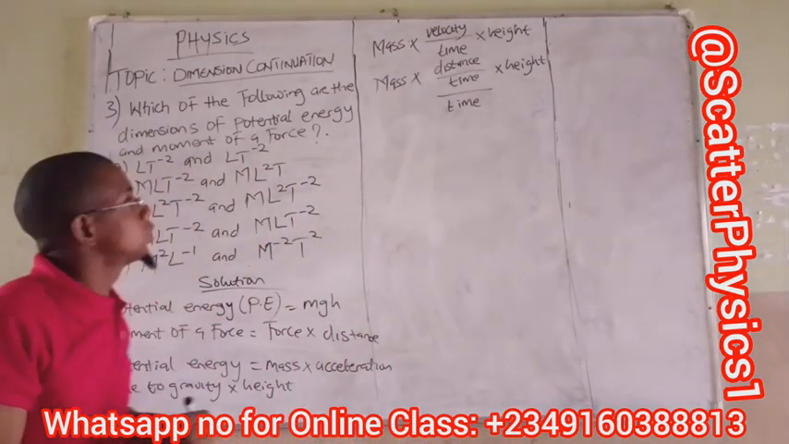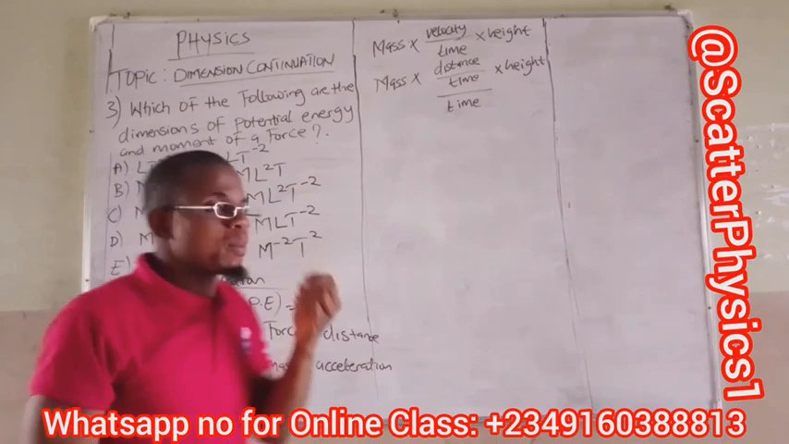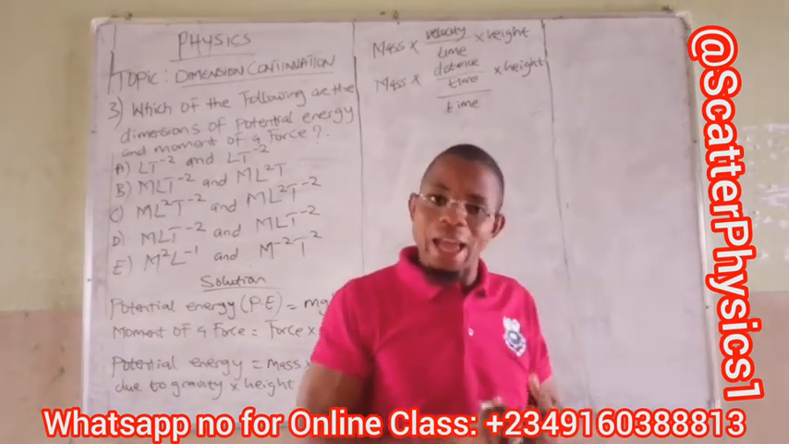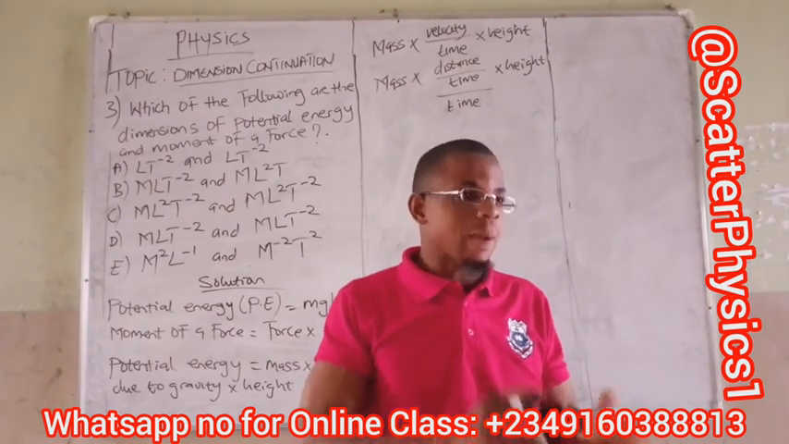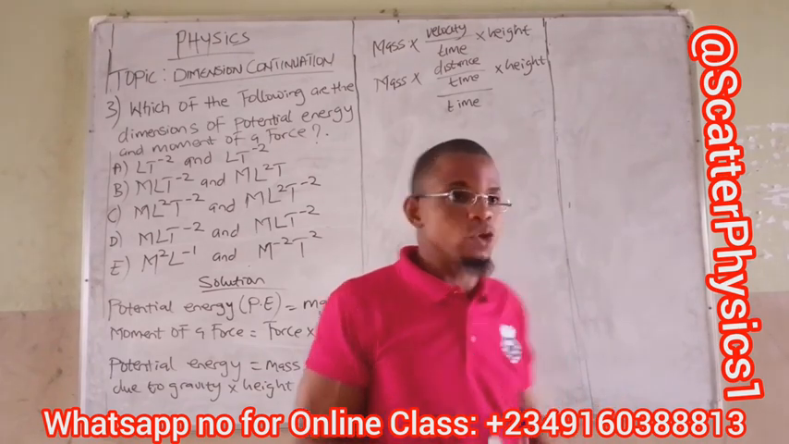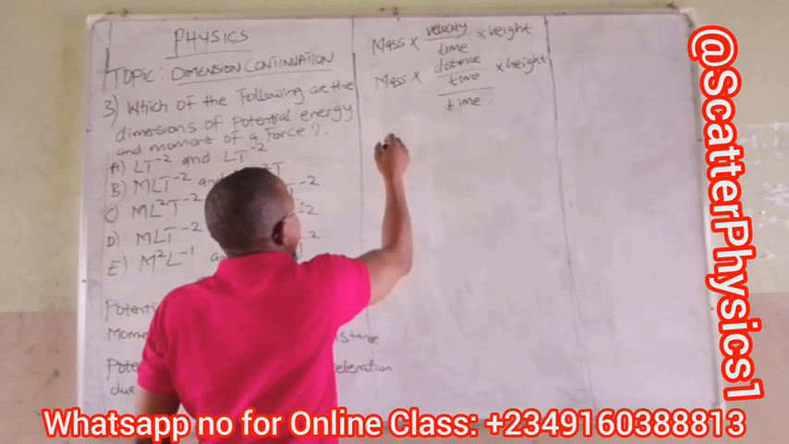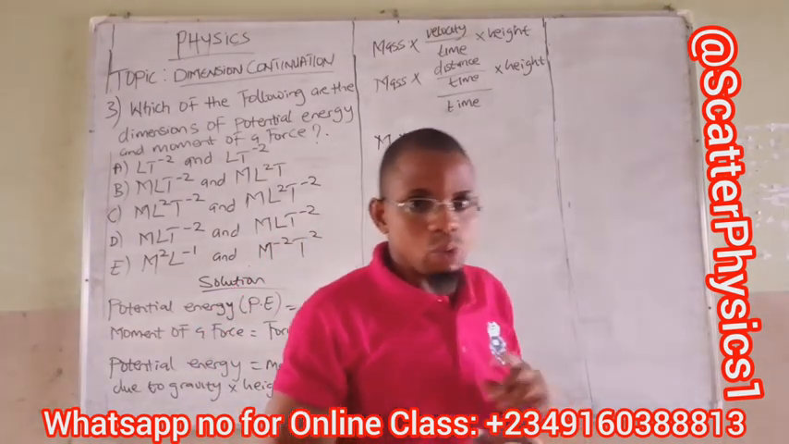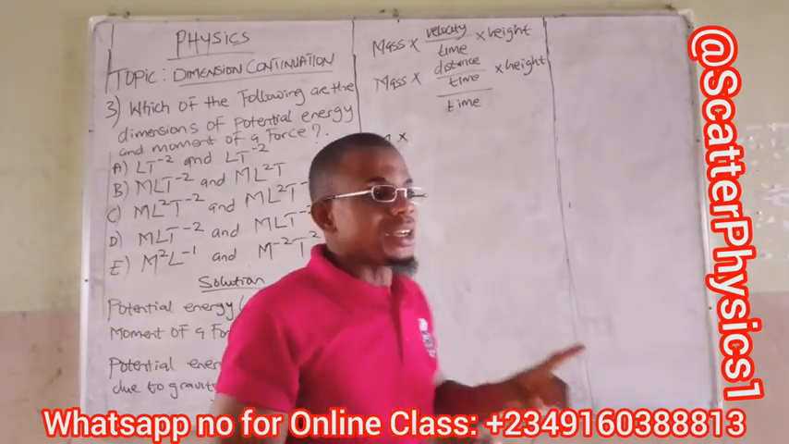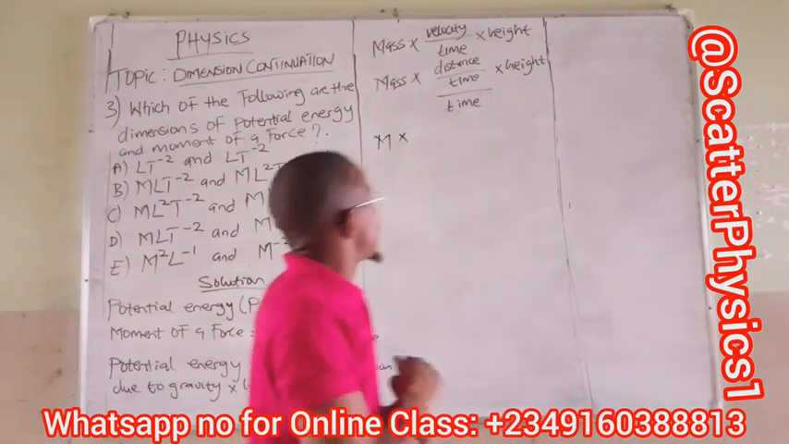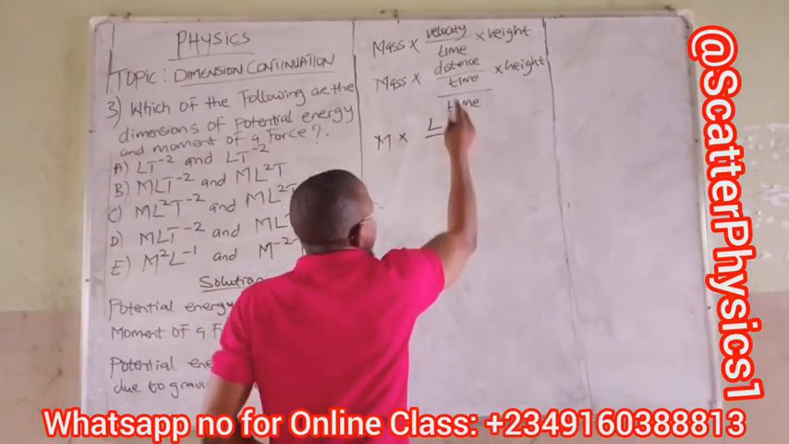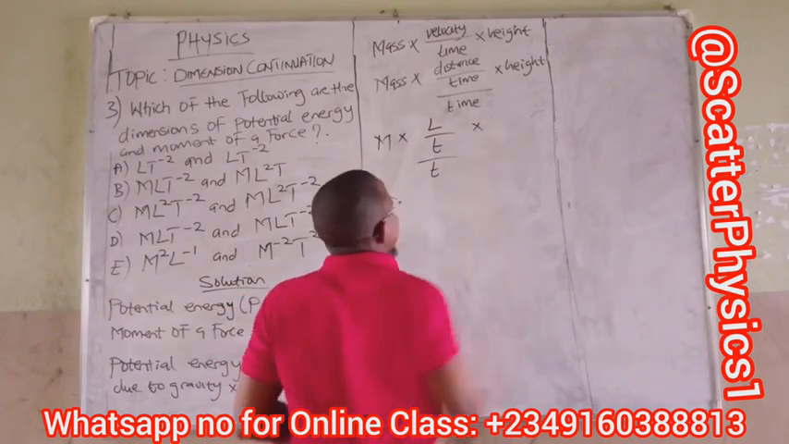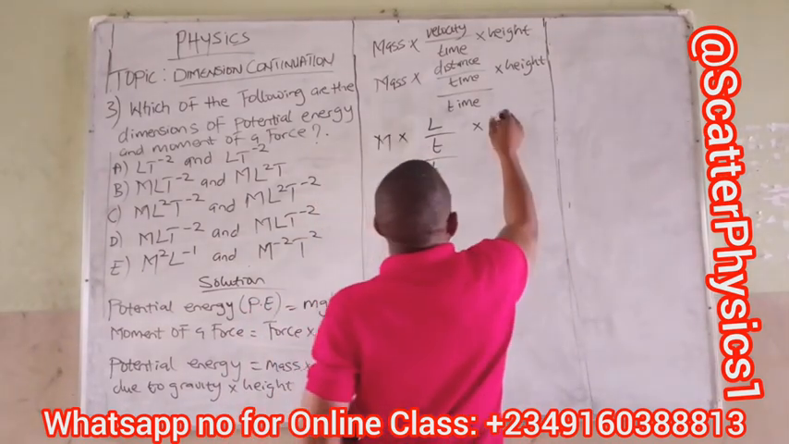So now we have gotten what we are looking for. Now we apply our three basic quantities in dimension, which are length, abbreviated L, mass, M, and time, T. We have the mass, which is M, times distance, which is measured in length, so L, and we have T, which is time, over another time, which is T. Our height is L, which is length.